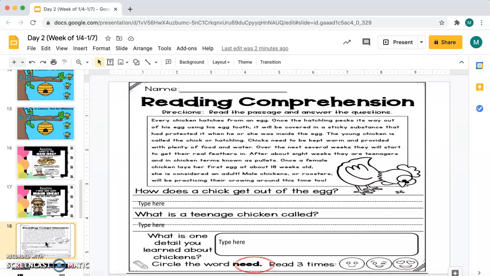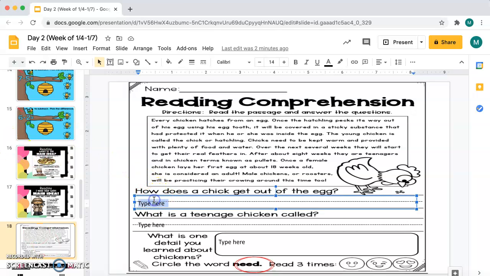So how does a chicken get out of the egg? You're going to type your answer right here. And remember, you can double click on this, and then write your answer. What is a teenage chicken called? Write your answer. What is one detail you learned about chickens? You're going to type your answer right here. Then it says circle the word need. Okay, so you're going to go through and you're going to read it 3 more times. And you're going to circle the word need in the passage. And you got several circles down here to move, okay?